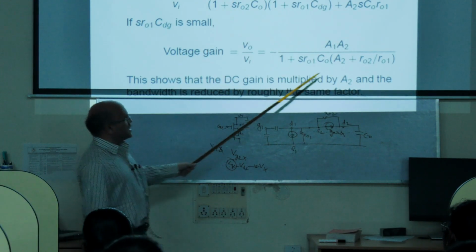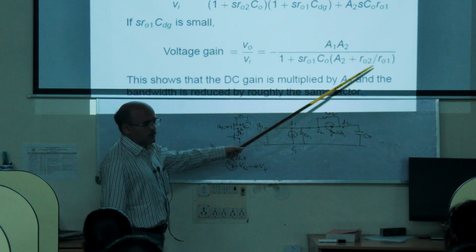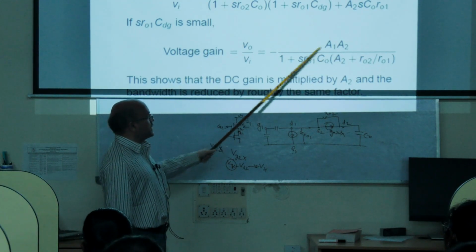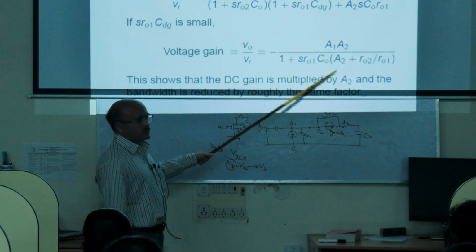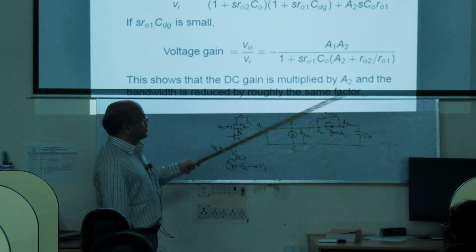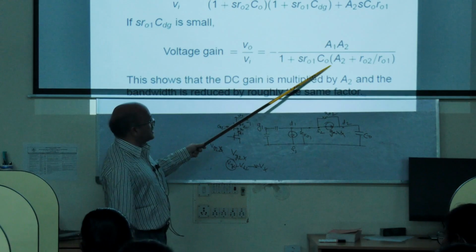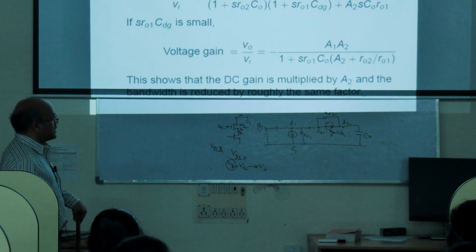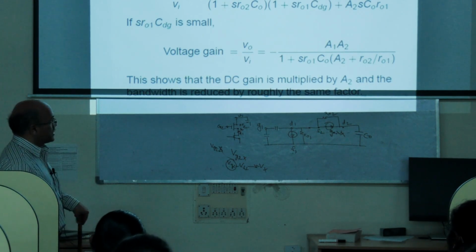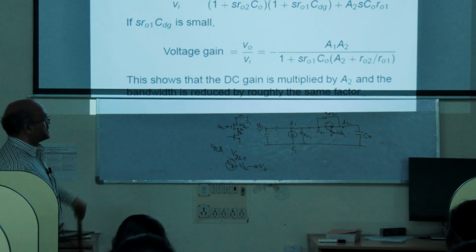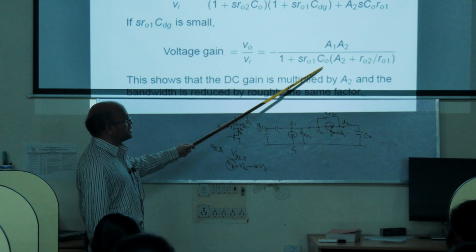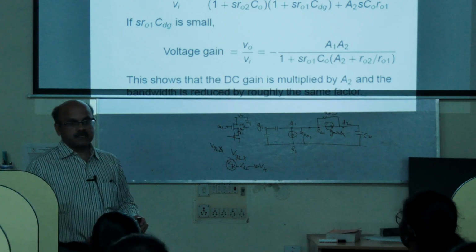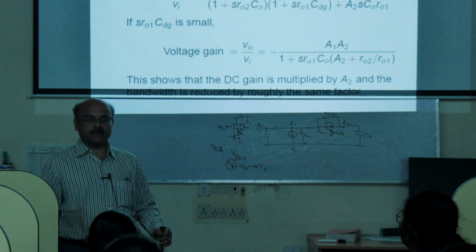Also you can think that R01 is approximately equal to R02, and 1 can be ignored as compared to A2. Then this is A1 A2 by 1 plus S R01 C0 A2. So if you try to evaluate the bandwidth, what happens to the bandwidth here? Bandwidth is omega equal to 1 by R01 C0 into A2. Earlier the bandwidth was 1 by R01 C0.